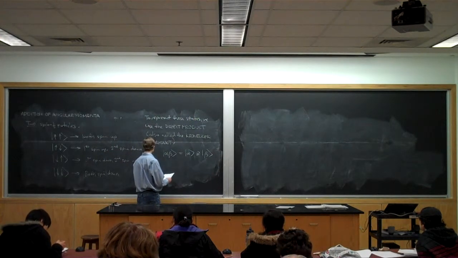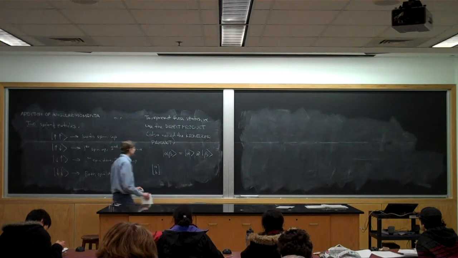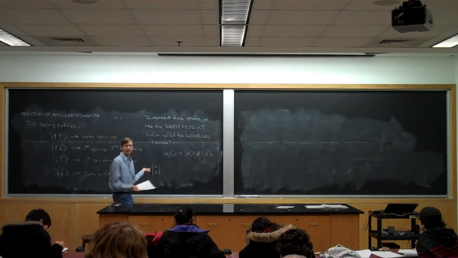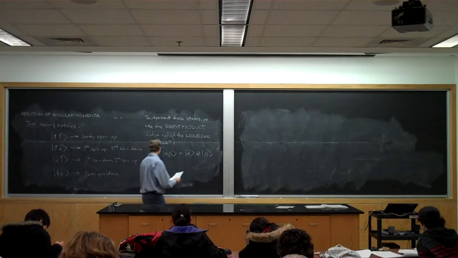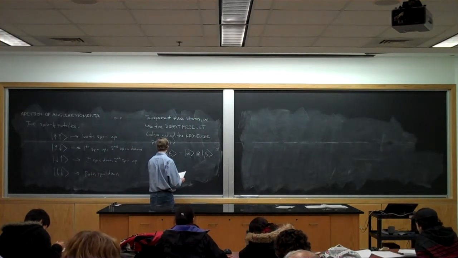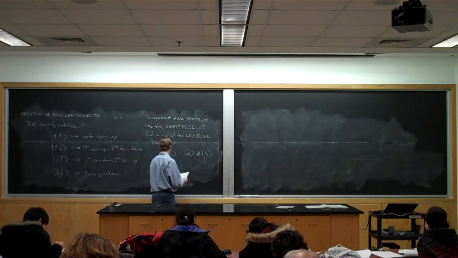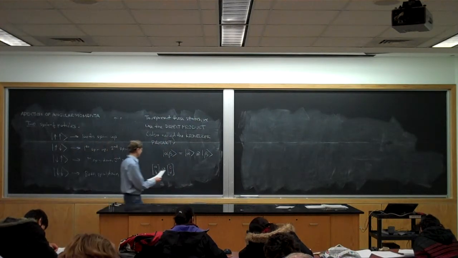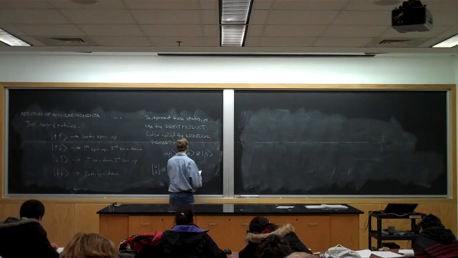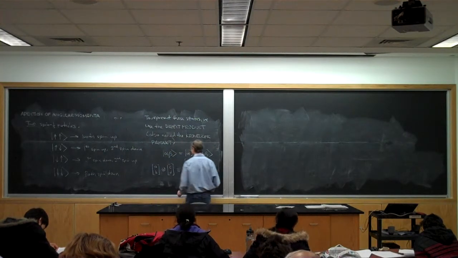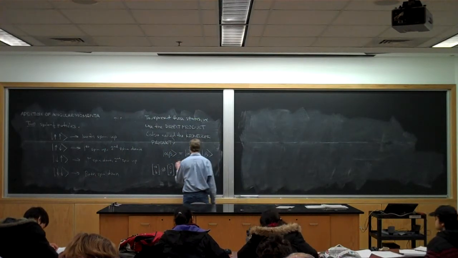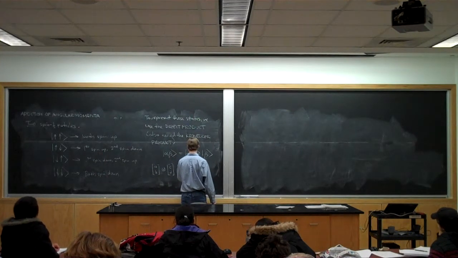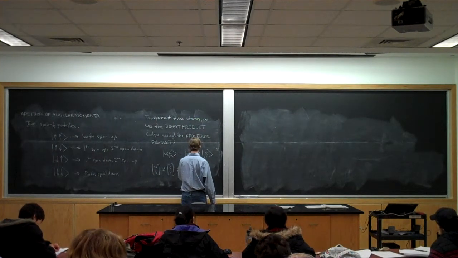Well, if AB is the spinner for the first particle, in other words, A and B are its components, and CD is the spinner for the second particle, the direct product you obtain by making a bigger column, which looks like this.